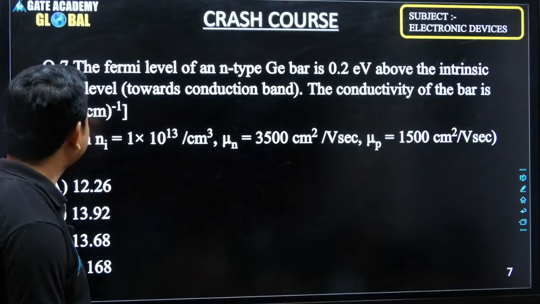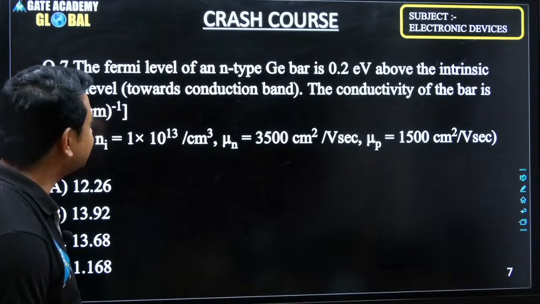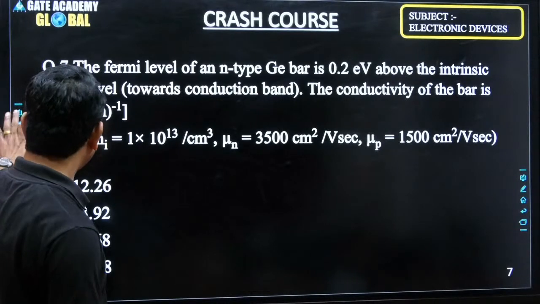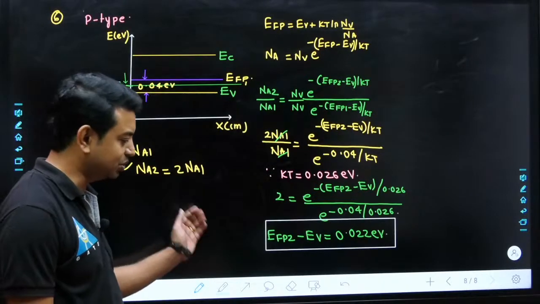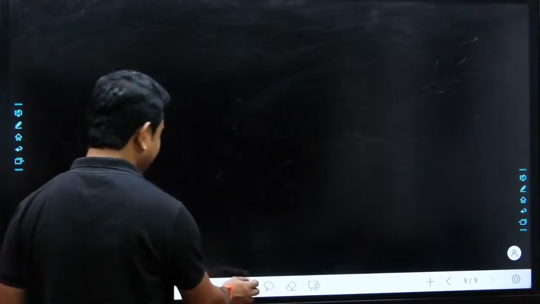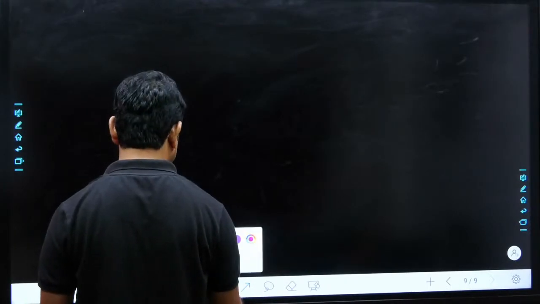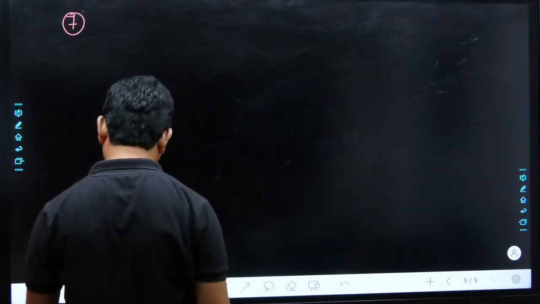So, do you have the answer to this question? The Fermi level of an n-type germanium bar is 0.2 electron volt above the intrinsic Fermi level. So, for understanding this one, we just want to draw a diagram that is similar to this one. Okay. So we are going to solve question number 7. Okay, question number 7, and in this question number 7, what is the thing that is given?